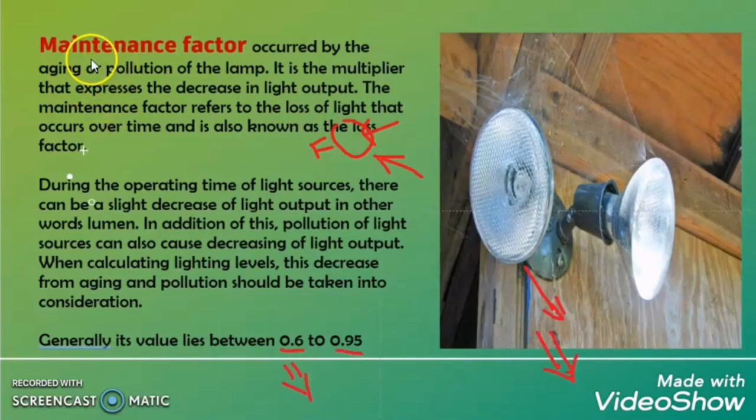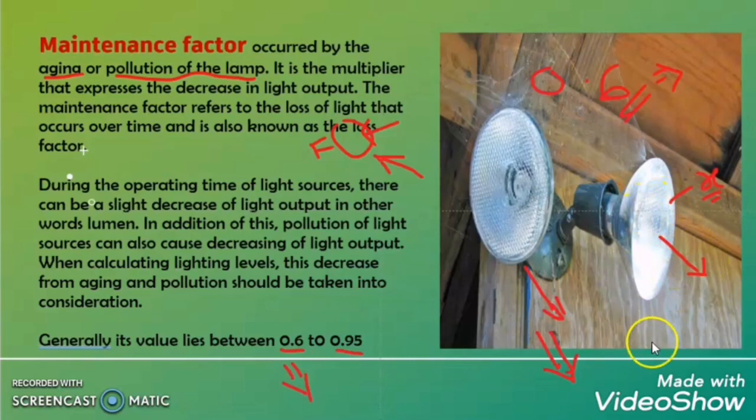So we can say that the maintenance factor occurs due to the aging and the pollution on the lamps or luminaire. Maintenance factor is a multiplier that expresses the decrease in the light output. Meaning, suppose this light when it was new is producing X luminance, but due to age, and the dust and dirt on the light, the luminance we are receiving from this light is now 10% less than the actual one.